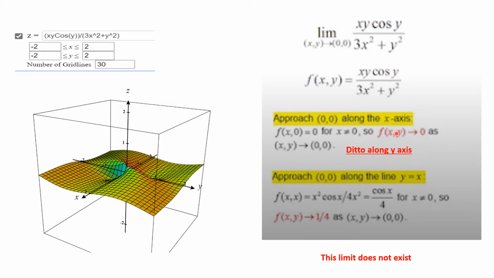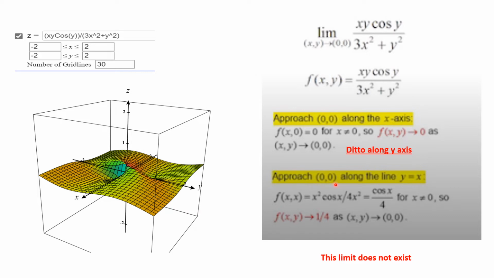But that is approaching along the x-axis. If I do approaching along the y-axis, what will happen is that I will be taking x to be 0, and so along the y-axis, this again will get 0. So along both of those axes, this f of xy tends to 0 as xy tends to 0 along those two directions. But now we're going to approach it differently.